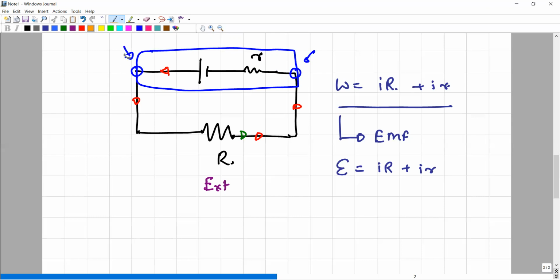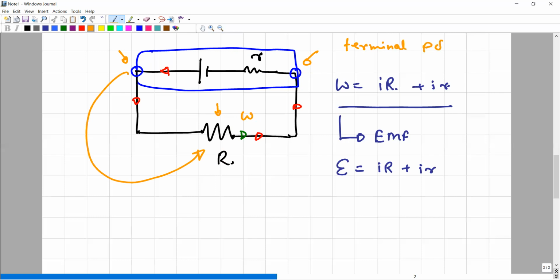So a cell is able to give some potential at its terminal, and only that potential you can expect to be dropped across the resistance, and that will be the work done at this external resistance. So this potential at the two ends of the cell is also called the terminal potential. Terminal potential is also called the potential difference. We'll discuss it in some time. So effectively your expression would become IR. This value here will be called potential difference.